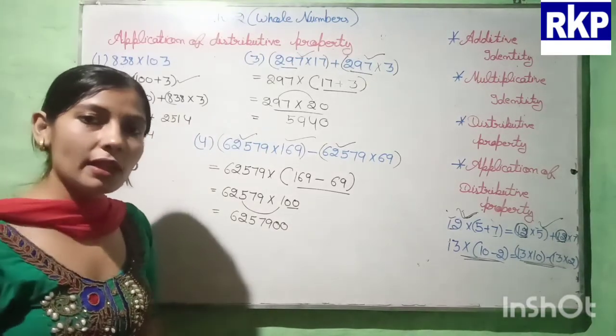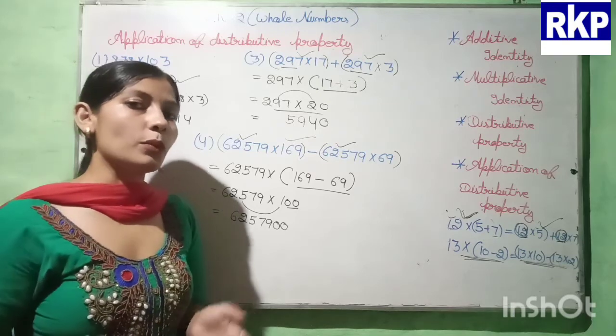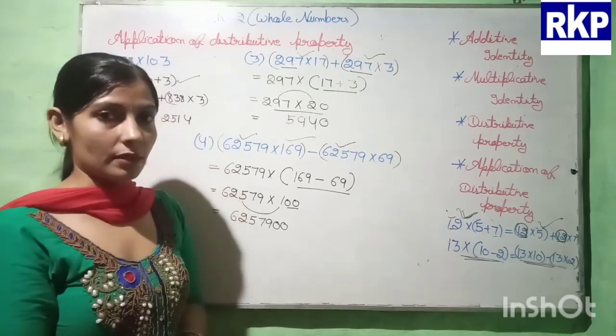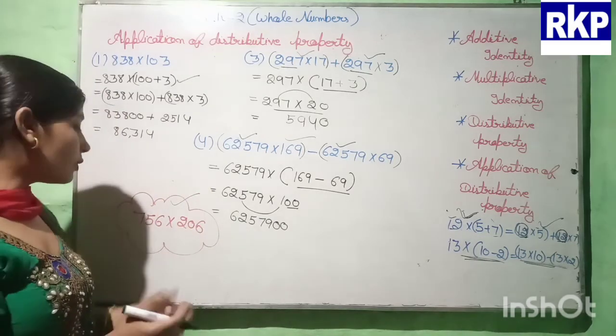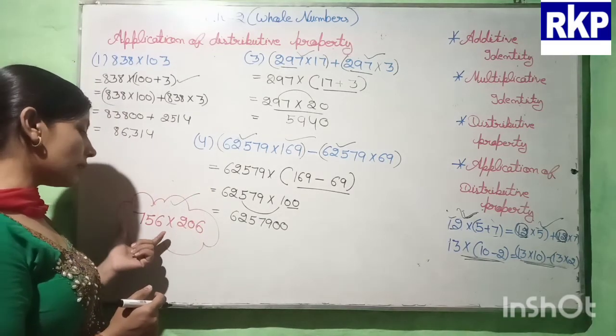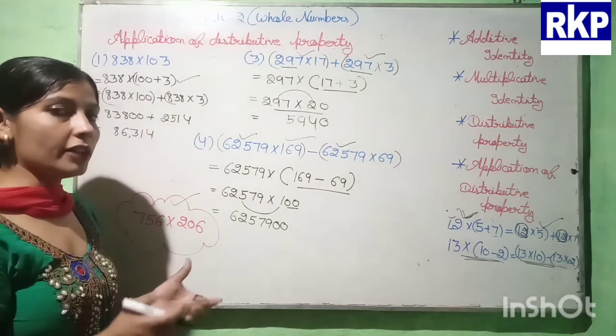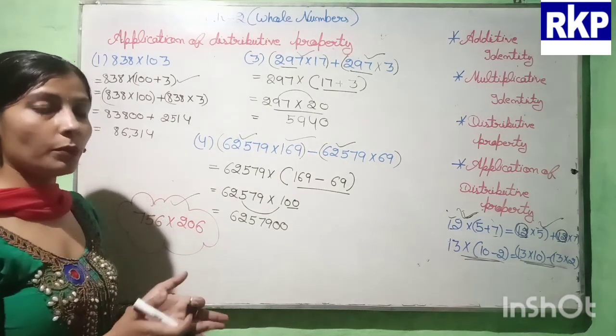So like this, beta, we can use the distributive property in multiplication. Now you have to solve this question by yourself. You have to multiply 756 with 206, and you have to use the distributive property.